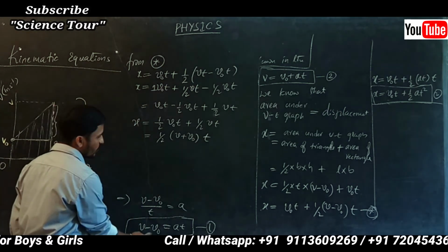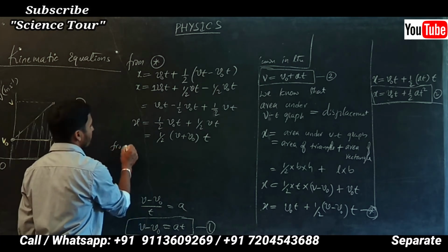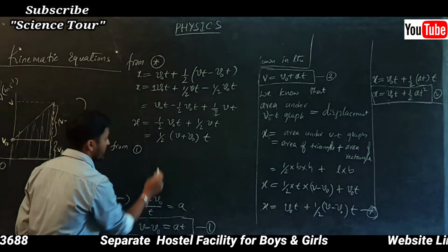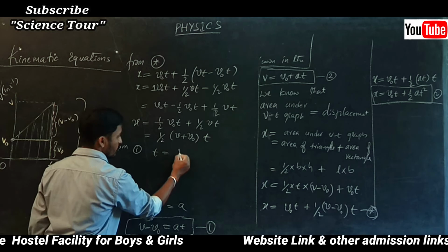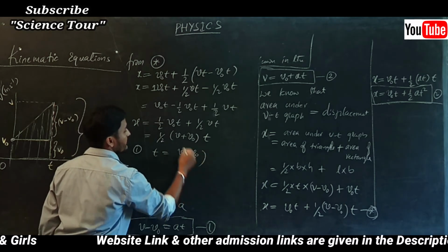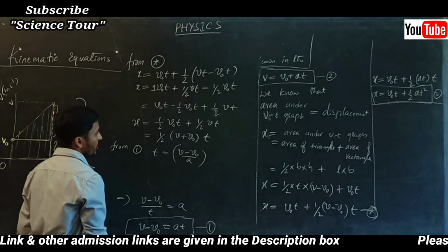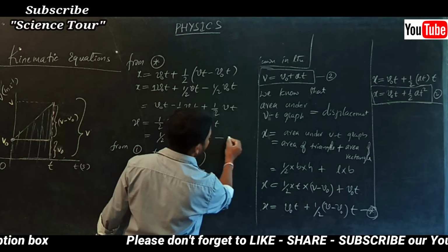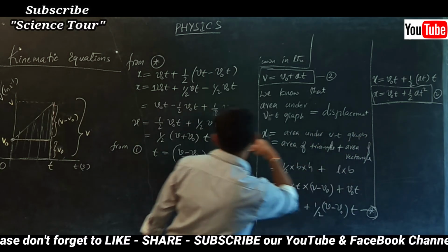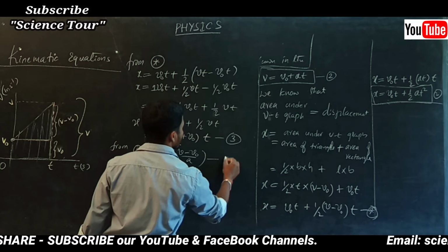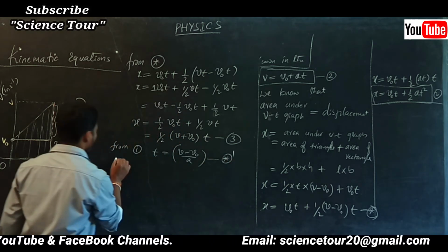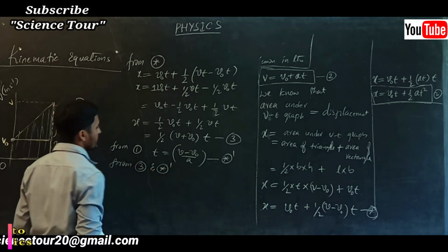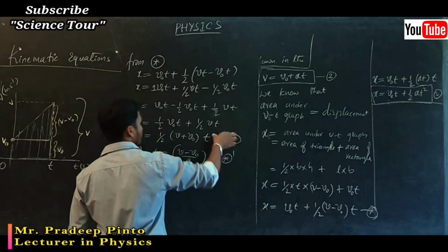Okay, from equation 1, how can you write it down? From equation 1, if I keep t here itself, a comes here, so t is equal to (v minus v naught) divided by a. By substituting that, this is equation 3, I am going to write down. So this is star dash. From 3 and star dash, you have to apply this star dash here.